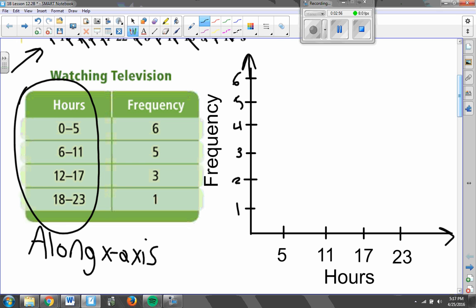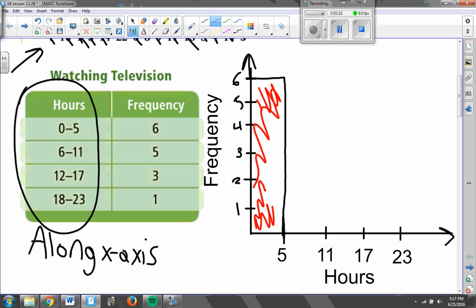Now, in the interval between 0 and 5, that would be basically from the y-axis up until this line here, we know that there are 6 data points. So I make a rectangle that goes straight up from that right endpoint at 5 all the way up till I get to 6, and then I go straight over. And here is my first histogram bar. From 0 to 5, it shows a frequency of 6.